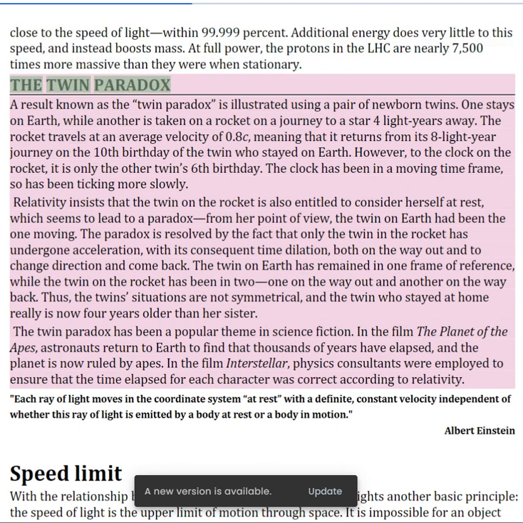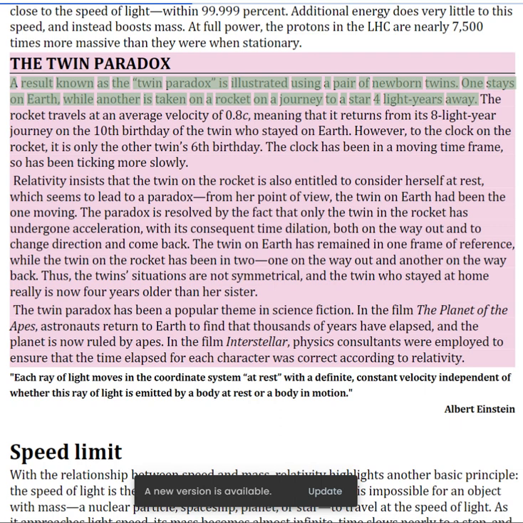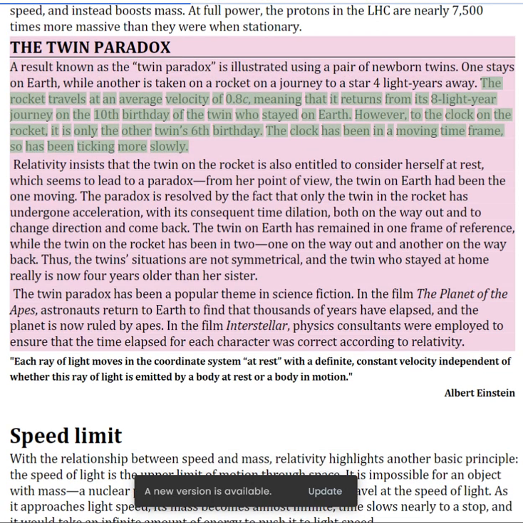The twin paradox. A result known as the twin paradox is illustrated using a pair of newborn twins. One stays on Earth, while another is taken on a rocket on a journey to a star 4 light-years away. The rocket travels at an average velocity of 0.8 c, meaning that it returns from its 8 light-year journey on the 10th birthday of the twin who stayed on Earth. However, to the clock on the rocket, it is only the other twin's 6th birthday. The clock has been in a moving time frame, so has been ticking more slowly.